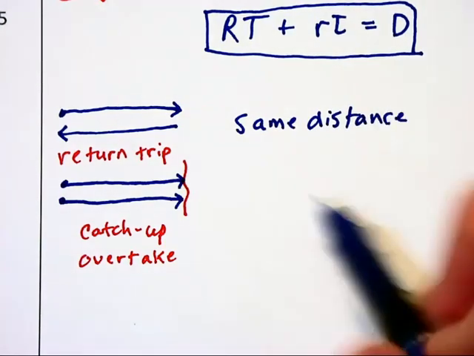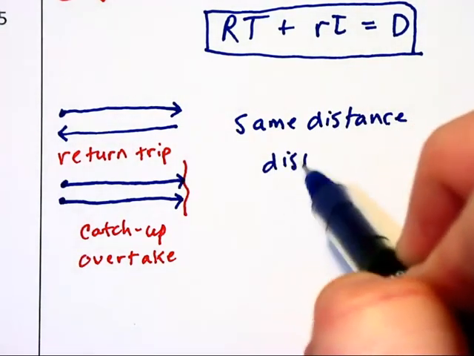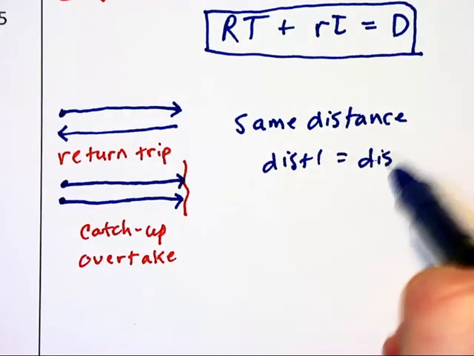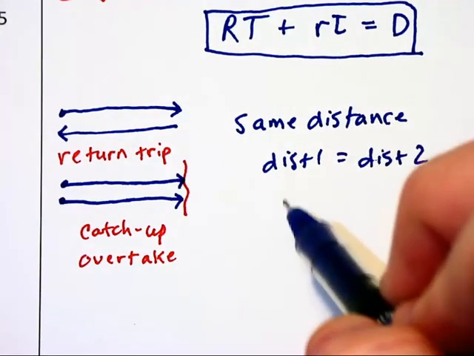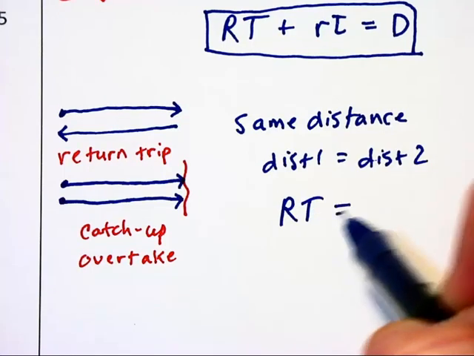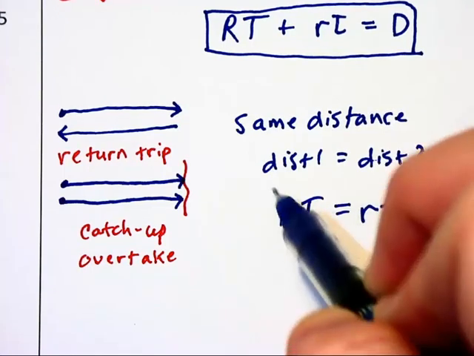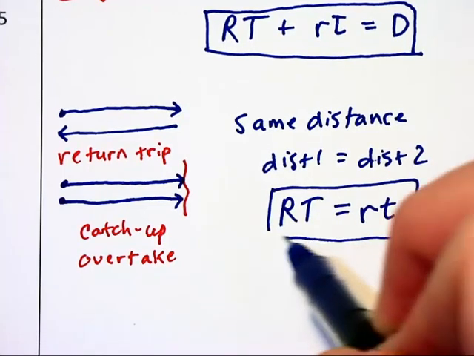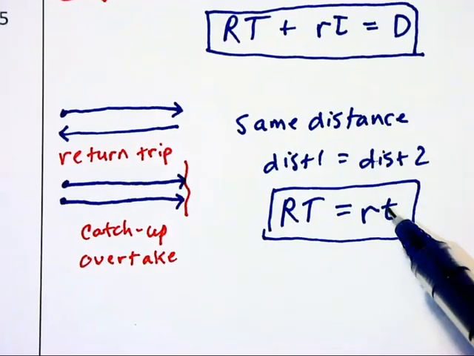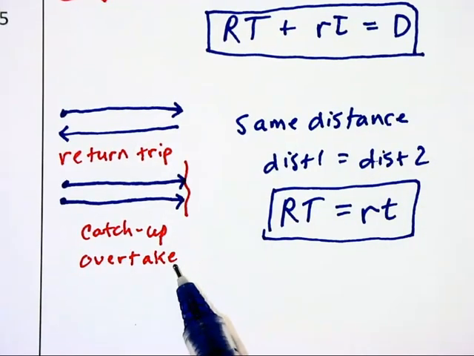And so if I want to say distance 1 is equal to distance 2, I can rewrite that as rate times time for a distance is equal to rate times time for another distance. And notice here that this covers a wide variety of different patterns that will show up.